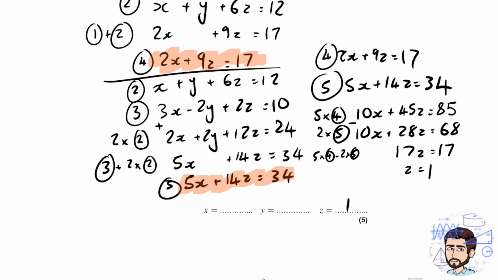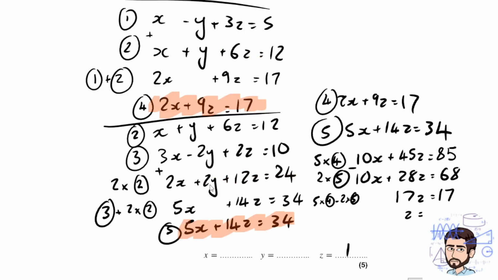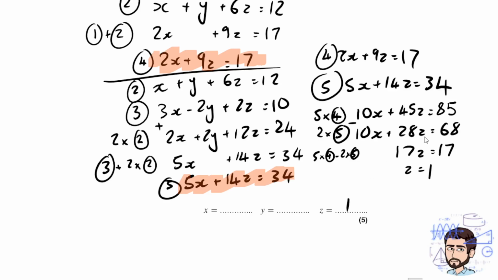Z is 1. Once you've worked out one of the values, now again, if you eliminated z initially and then y, you would be working out x right now. So it all depends on which one you're eliminating. But as soon as you've worked out one of the values, it is just about working backwards, substituting in to find the other ones. So because I know z is 1, well, I know that from equation 4, 2x plus 9 lots of z, so plus 9, is equal to 17.